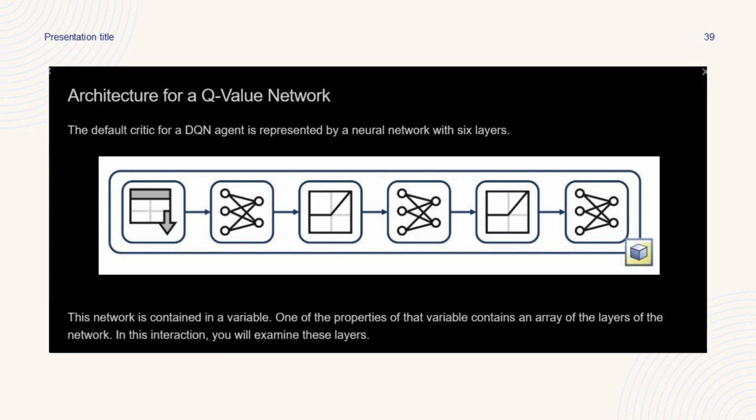Architecture for a Q value network. The default critic for a DQN agent is represented by a neural network with 6 layers. The network is contained in a variable. One of the properties of the variable contains an array of the layers of the network. In this interaction you will examine these layers.